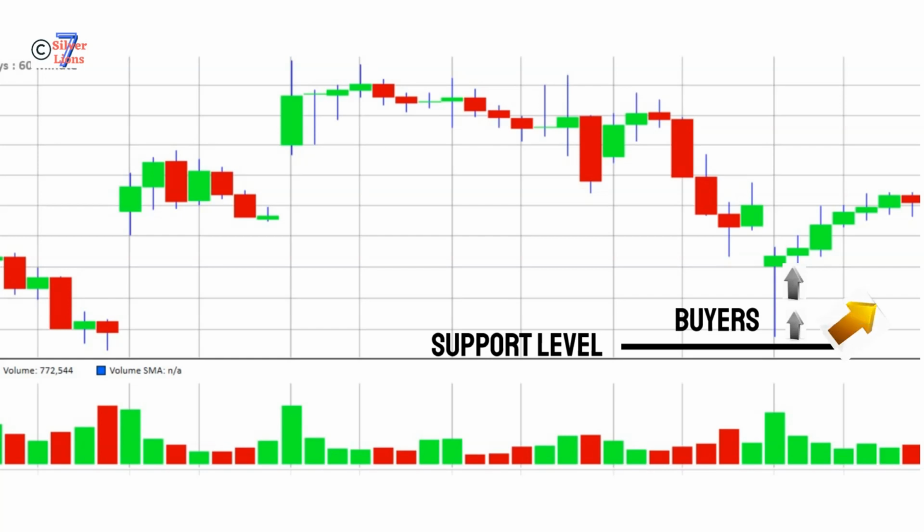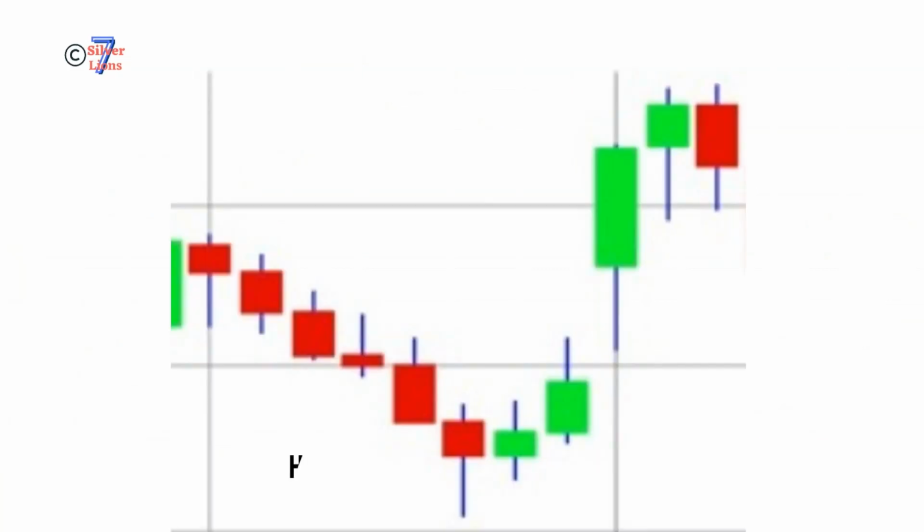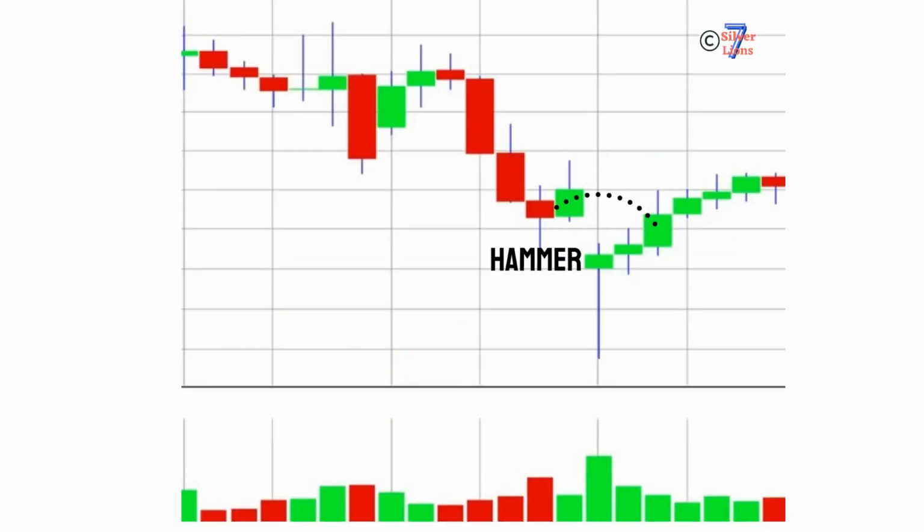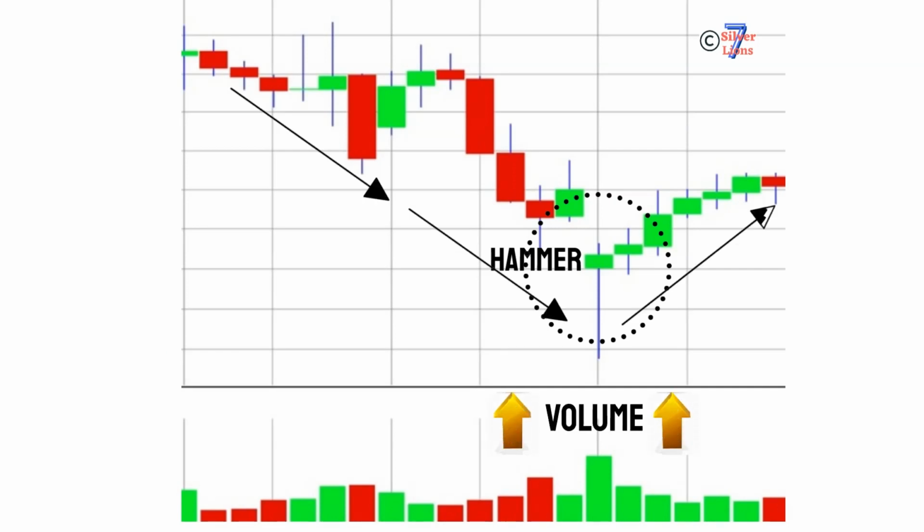The body can be green or red, but a green candle is considered to be a more bullish indication and makes a stronger sign. The close price can be a little lower or higher than the open price. However, you should wait for a few subsequent green candles for confirmation of bullish trend reversal. If a hammer appears after a long downtrend at a support level and with increased volume, the buy signal is stronger.